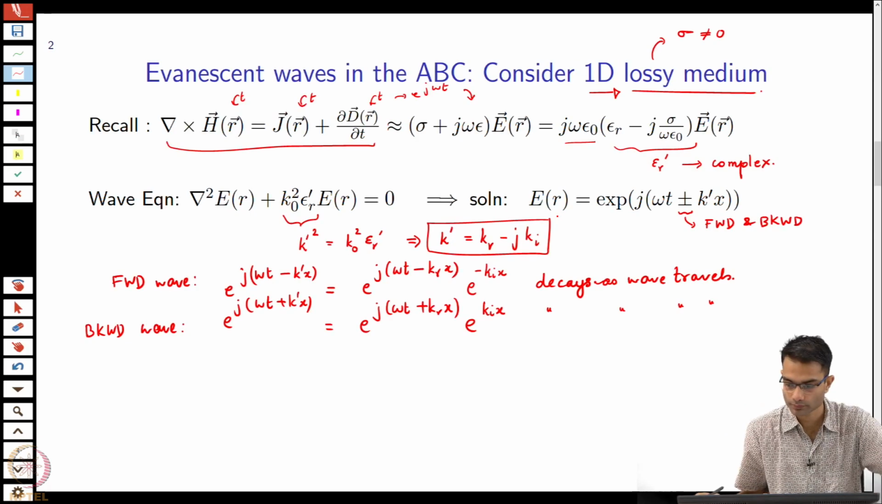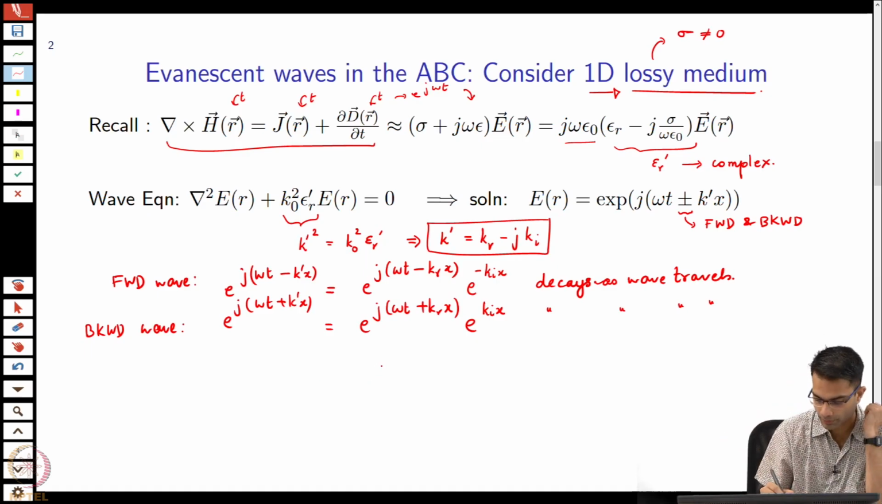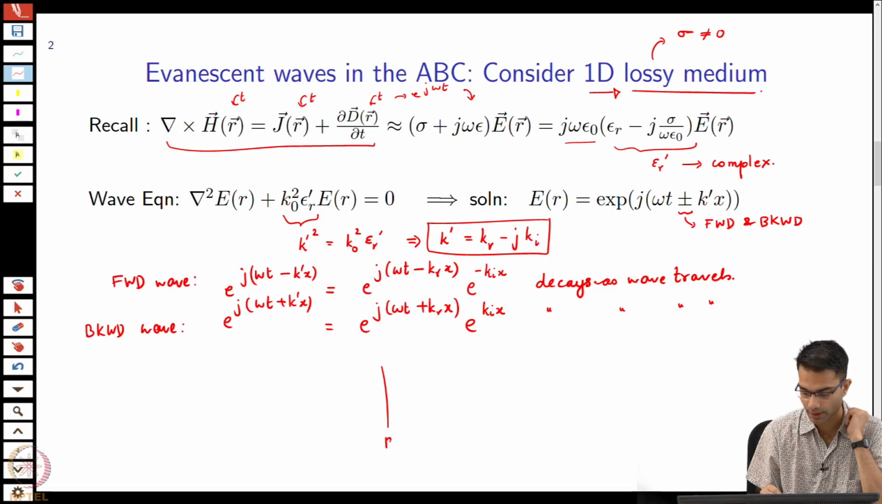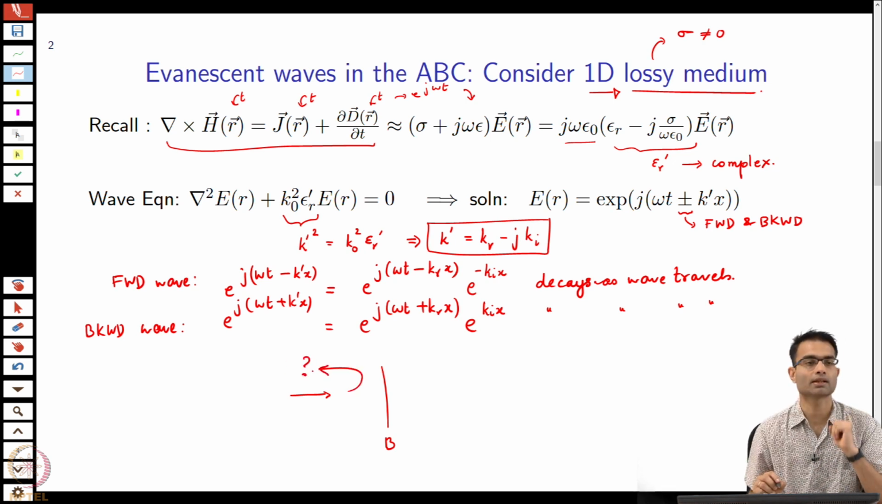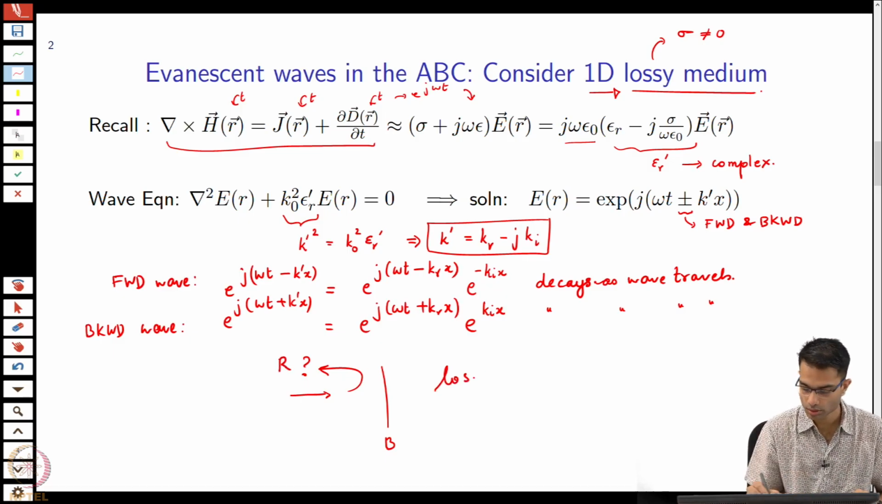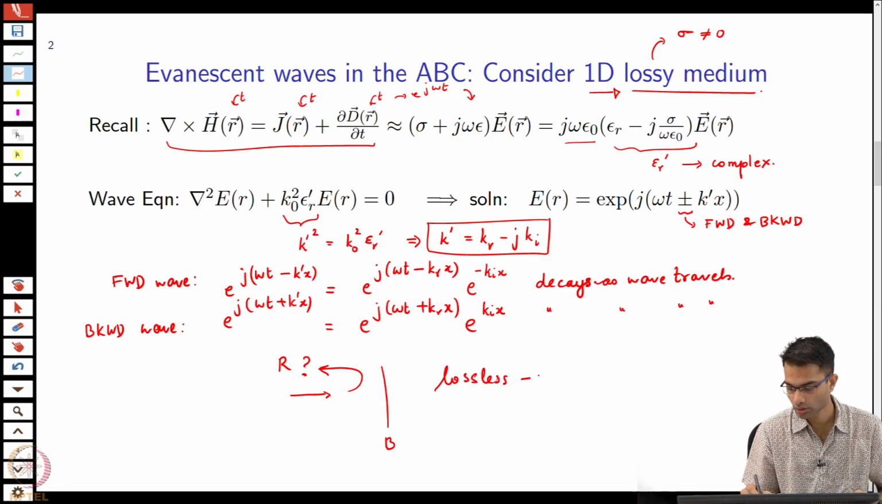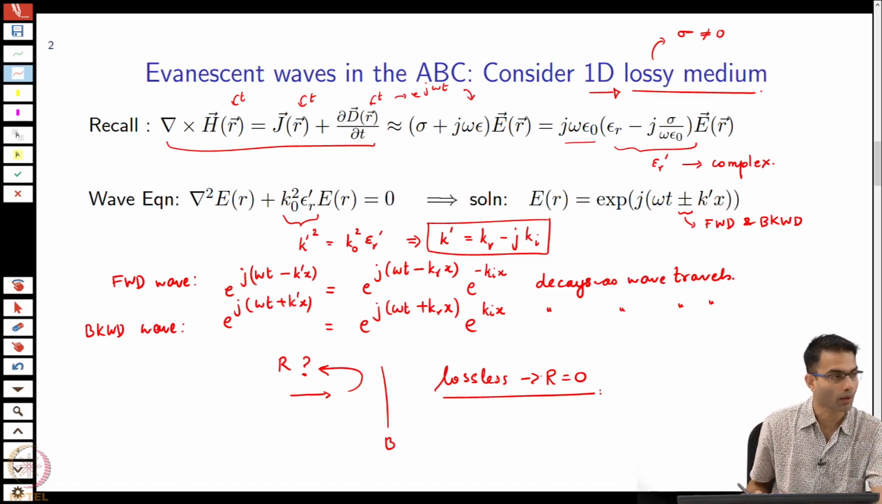Okay. So, now the situation we are considering is this: this is my boundary, and I have a wave that is incident over here, and we are asking: is there a reflection? Okay. When the medium was lossless, we saw that r was equal to 0. We have already seen that, but now what happens?